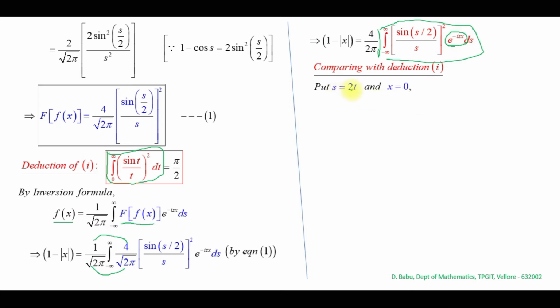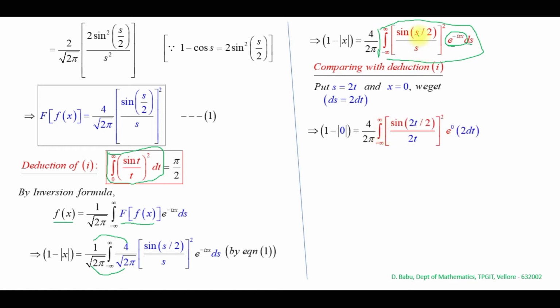When s equals 2t, we need ds. Differentiating on both sides, we get ds equal to 2 dt. So substituting these three values in this term, we have 1 minus modulus 0, because x equals 0, which is equal to 4 divided by 2 pi, integration from minus infinity to plus infinity.